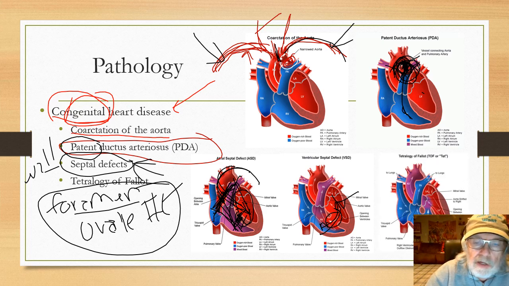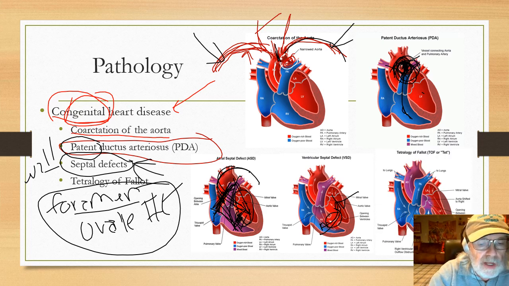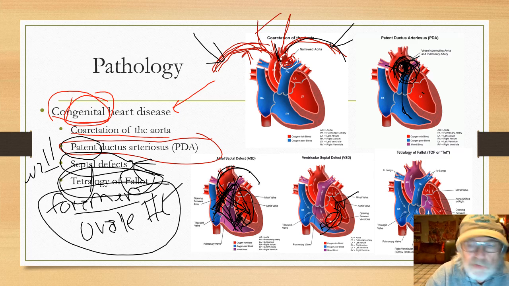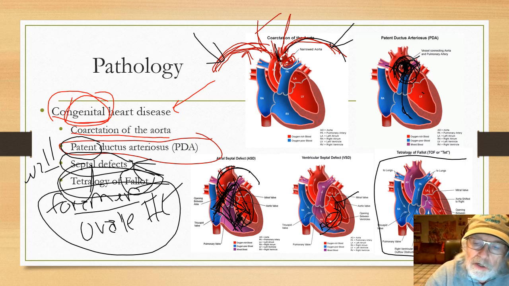Okay, I'm going to get rid of my picture here because I've got to get to the last thing we talked about. And this is something that's not really common. This thing that's not really common is called the tetralogy of Fallot. Tetra means four, and Fallot is the person who described this. And basically, there are four things that occur in this congenital heart defect.